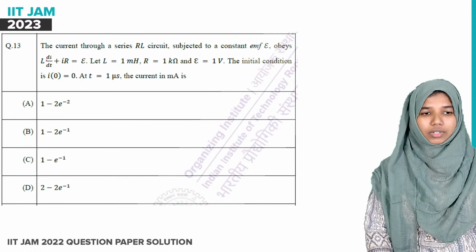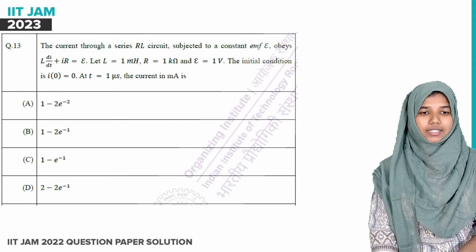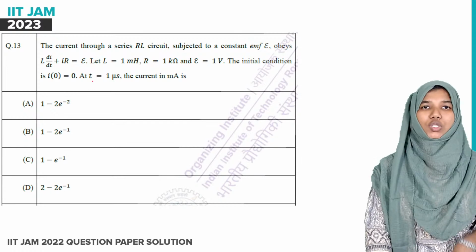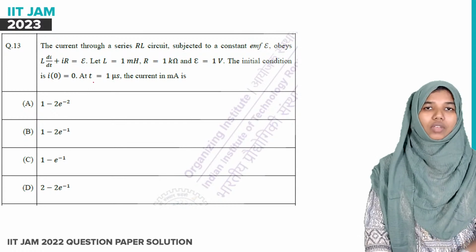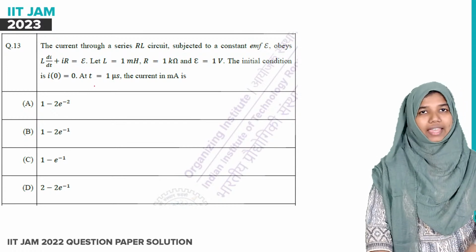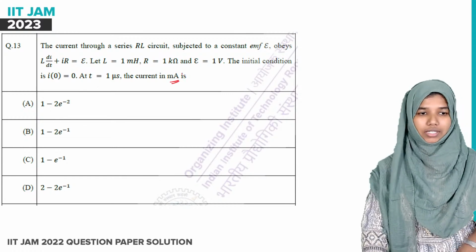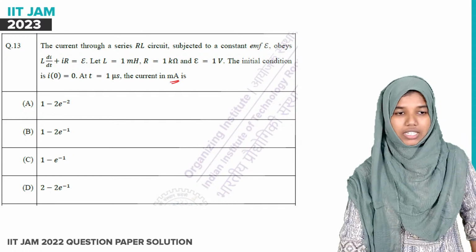Okay, so നമുക്ക് ഇവിടെ ഒരു differential equation തന്നിട്ടുണ്ട്, and the values of L, R and epsilon തന്നിട്ടുണ്ട്. Initial condition also at t is equal to 0, the value of current is equal to 0. Then at t equal to 1 microsecond, the value of current in milliampere ആണ് ചോദിച്ചിട്ടുള്ളത്. So first നമുക്ക് differential equation solve ചെയ്യാം.